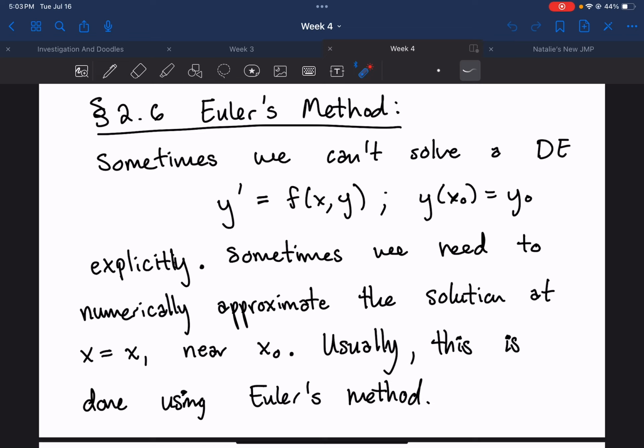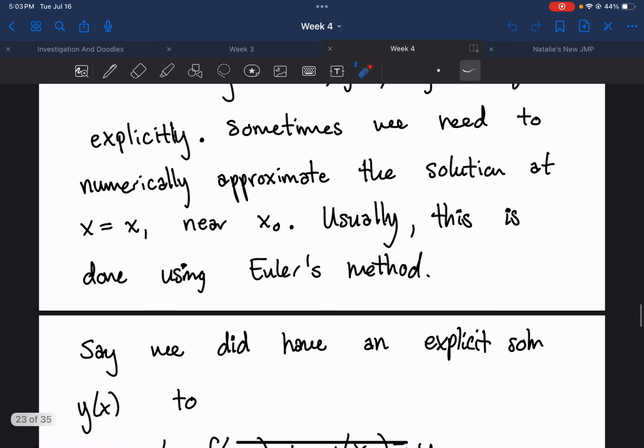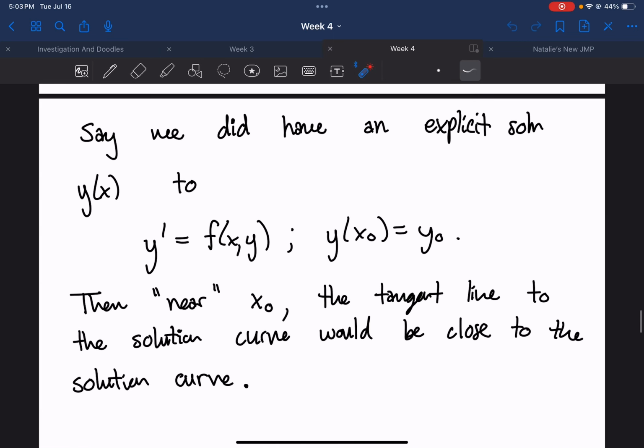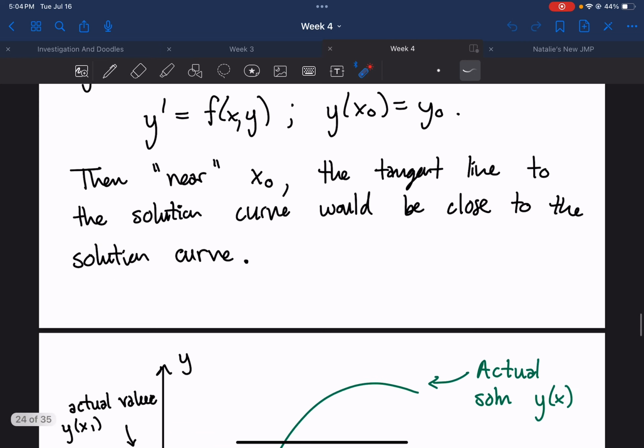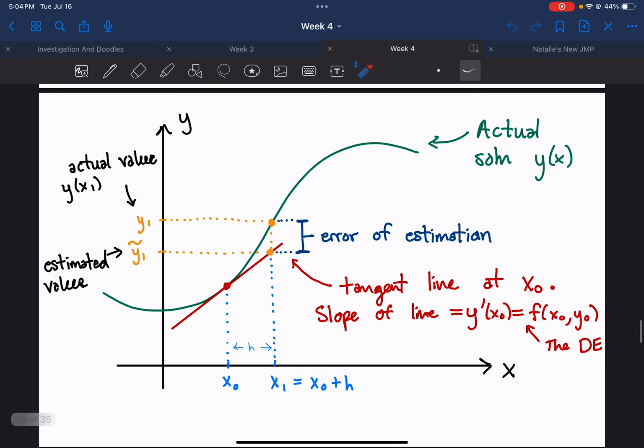Okay, let's talk about Euler's method to numerically approximate solutions of a differential equation. Let's say we did have an explicit solution to this differential equation. Then nearby to this initial point, the tangent line to the solution curve is going to be close to the solution curve. Okay, let's look at a picture. What am I trying to say?